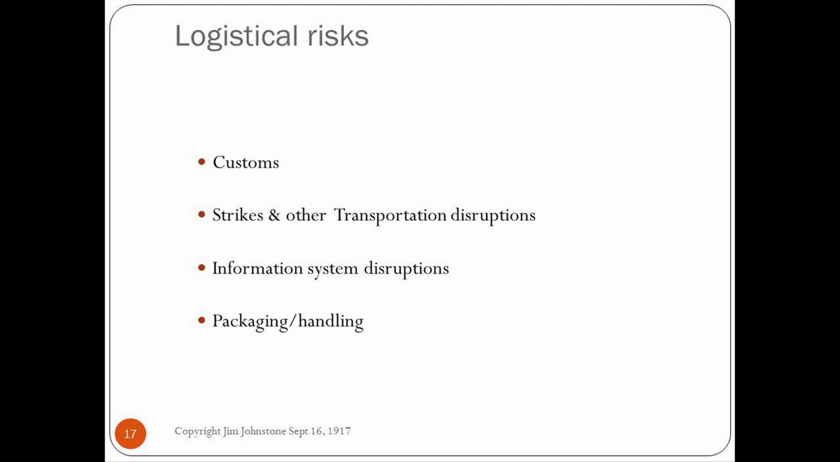Then we have information system disruptions. You know, there's all kinds of hacking going on around the world. Sony has been hacked. Equifax has been hacked. JP Morgan, Chase and Company have been hacked. A lot of companies are hacked or held ransom by cyber attack.